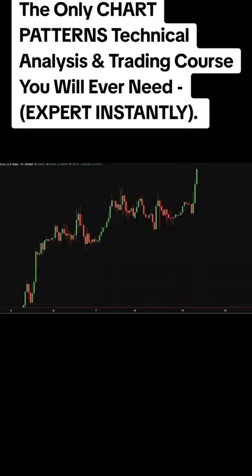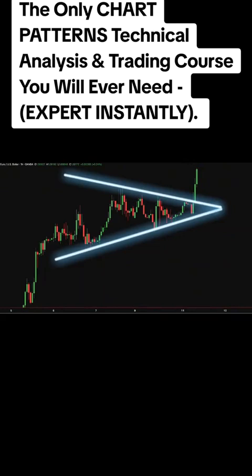On the chart, you'll see an uptrend transitioning into a symmetrical triangle. If price breaks above, the trend likely continues.